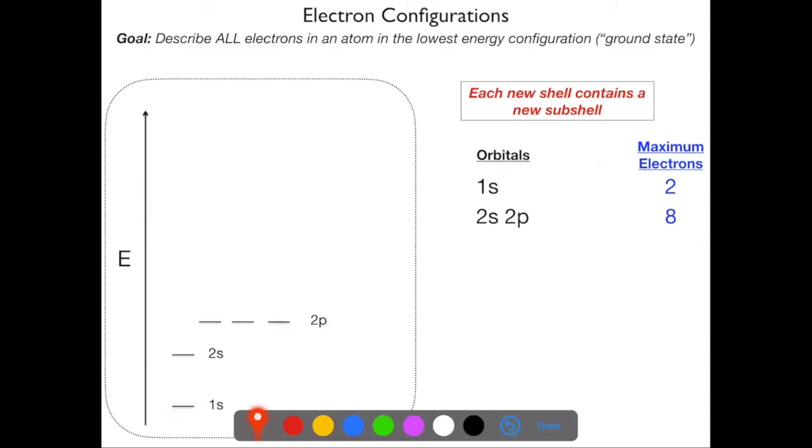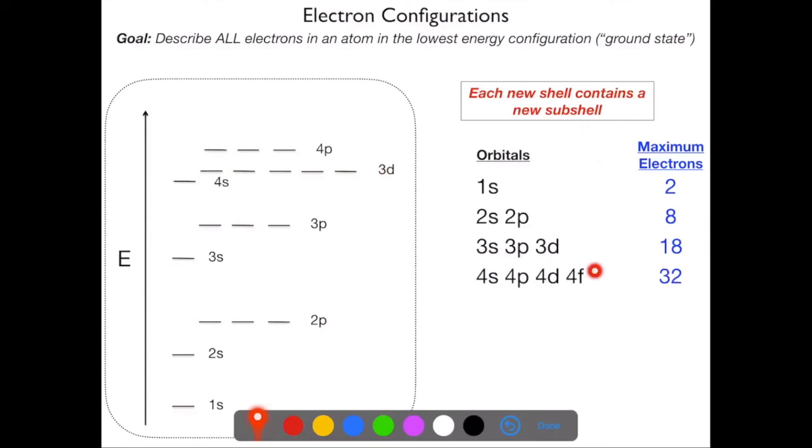The next shell would then contain a 3s, a 3p, and a 3d orbital for a total of 18 electrons. So again, 18 because each orbital, and now there's 5 d orbitals, contains 2 electrons. So we have 1, 2, 3, 4, 5, 6, 7, 8, 9 orbitals for 18 electrons. We would then go on to the fourth shell and fifth shell, etc. We can see the fourth shell adds our f's, which gives us 32 electrons, and the fifth shell adds a g, which gives us 50 total electrons. I did not put the fifth shell on our orbital energy diagram.